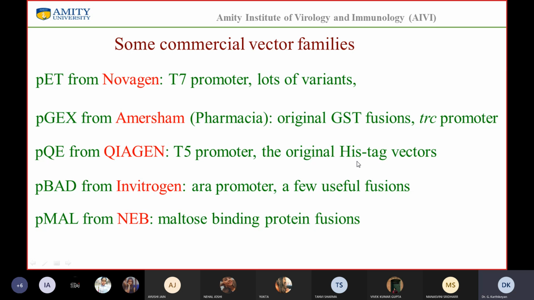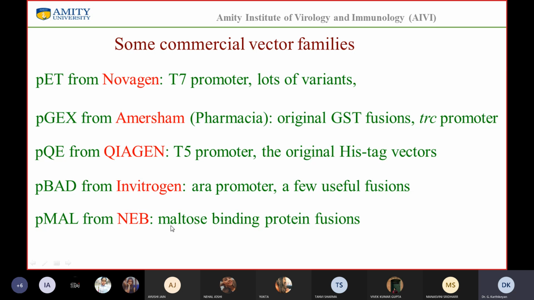This carries a series of histidines in the beginning. You could choose a vector whether you want a series of histidines in the beginning or you want to have this histidine at the end. The advantage of these is that you can very easily purify your protein. And then you have a series of vectors called pBAD from Invitrogen, which uses the arabinose promoter. There are a few useful fusions that are available, so it becomes a little easy.